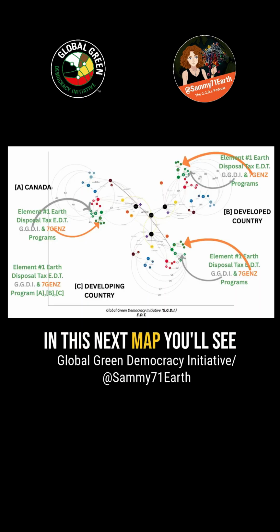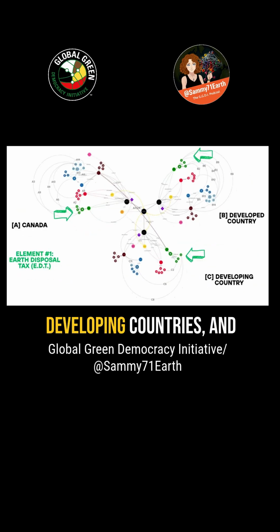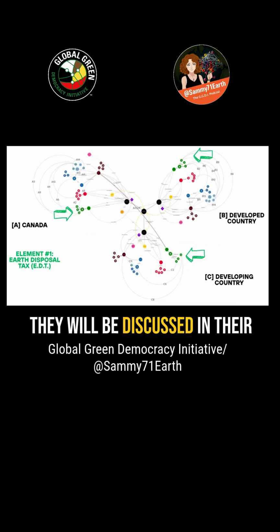In this next map, you'll see the Earth Disposal Tax, EDT. It's green, and it is the only mandatory part of the system. There are different programs in A, Canada, B, developed, and C, developing countries, and they will be discussed in their chapters and are separated for you to see.